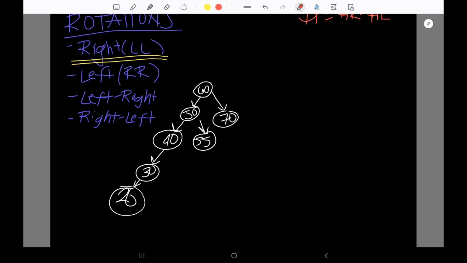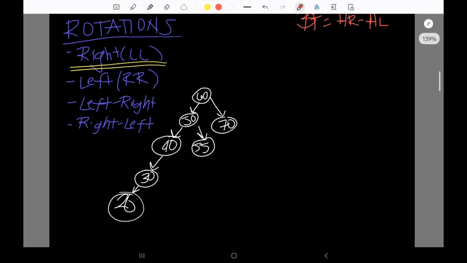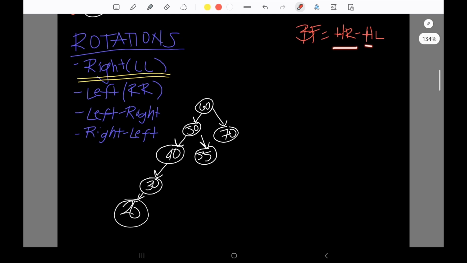How about 30? It has a 1 here and 0 here. So we have HR minus HL. So HR 0 minus HL 1, so we have negative 1. So it is balanced according to AVL parameters. How about 40? So 40 has 0 minus 2. So it has a negative 2. Oh no! It is unbalanced.